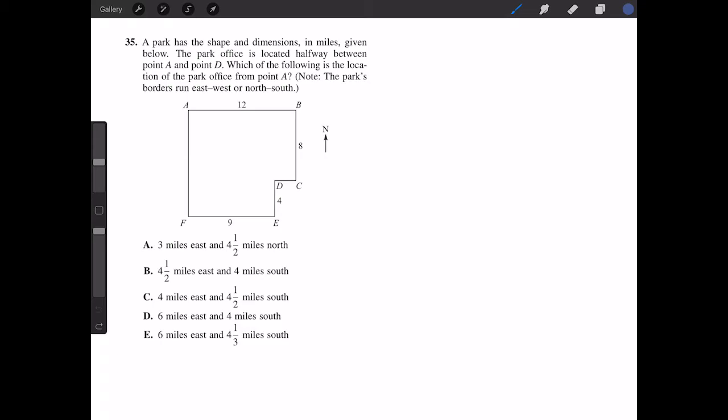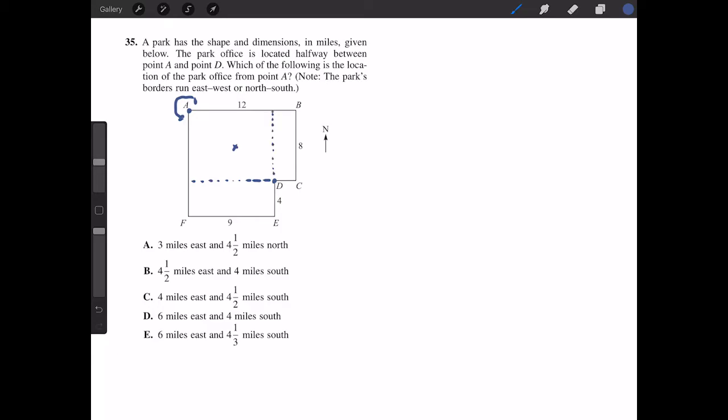So we have point A right here, point D right here. Halfway between those 2 points, somewhere around here, is the office. And they want to know the location of that park office from point A. So A is going to be your starting point. So essentially what we have to do is we have to figure out the measurement of this rectangle.